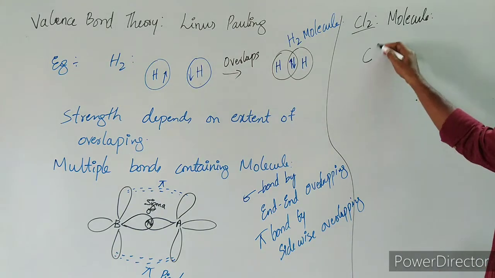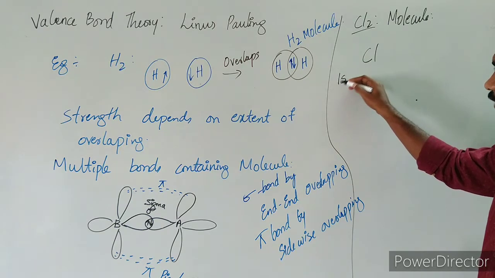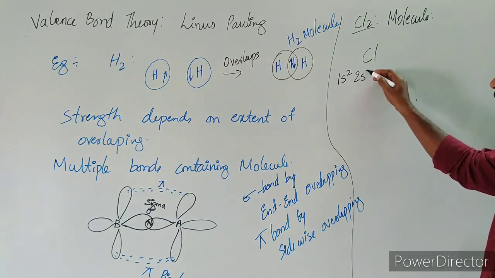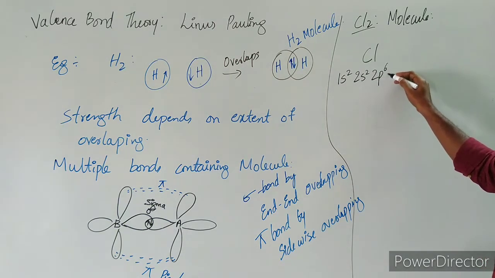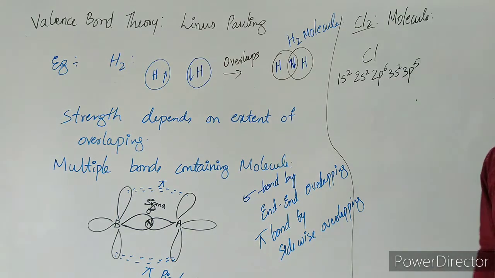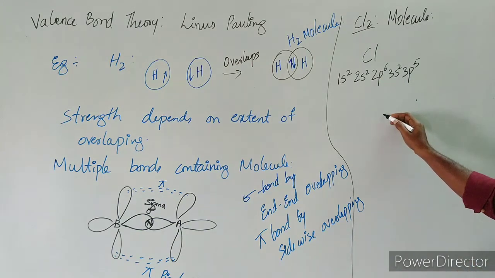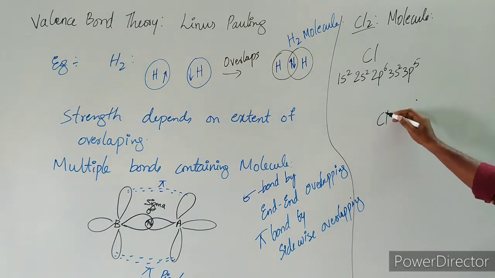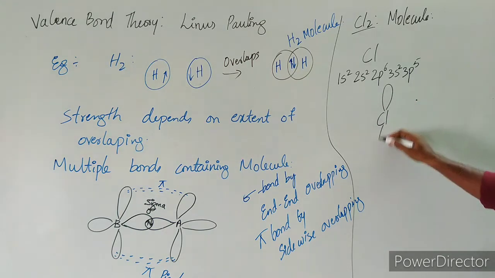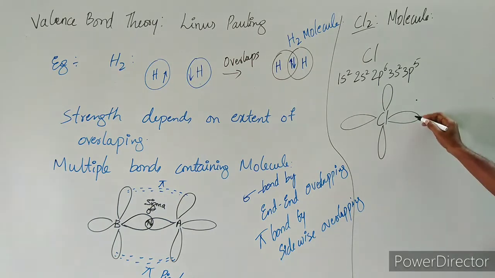Now if you take a chlorine atom, you know that it has the electronic configuration 1s2, 2s2, 2p6, 3s2, 3p5. That means chlorine will be having one unpaired electron in its valence orbital, right?